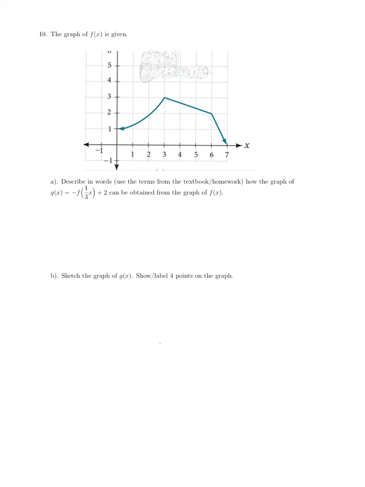Okay, number 10, the graph of f of x is given. Excuse me, I didn't write this down. So this graph right here is our f of x, by the way. Now describe in words how the graph of g of x can be obtained from the graph of f of x. Okay, so what I'm going to do is I'm going to do these problems in maybe 1, 2, 3 steps. Okay, all right, so here's what I mean.